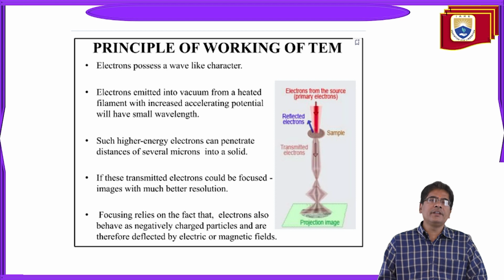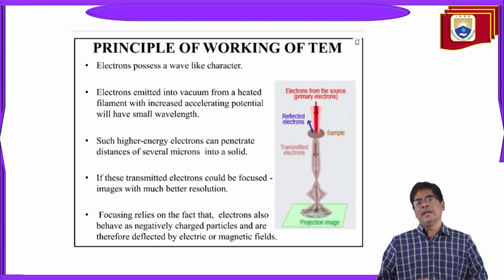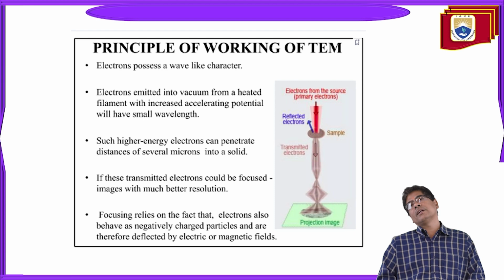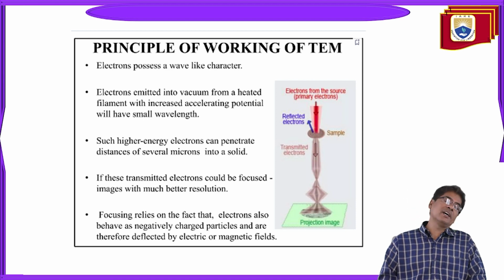Electrons are emitted into a vacuum from a heated filament. With increasing potential, we have a smaller wavelength. The principle of working is similar to the Davisson and Germer experiment, right?